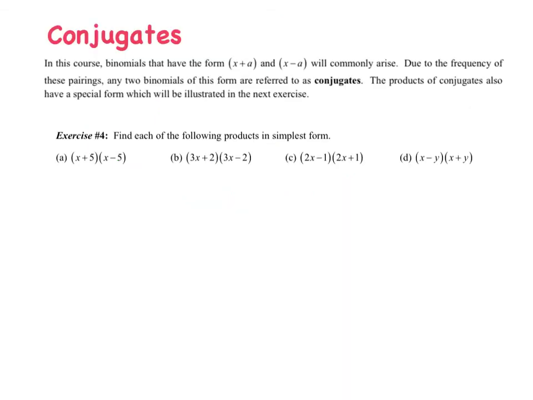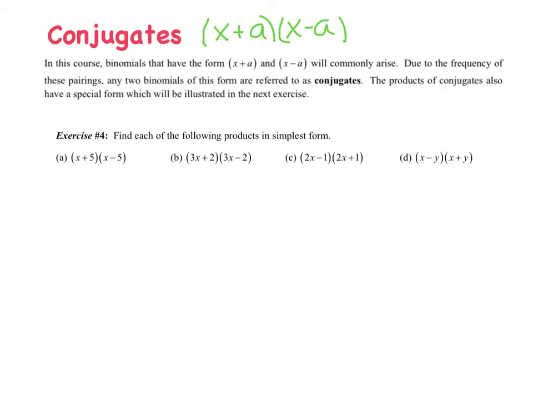Our last big vocab word for the day is conjugates. Now this should be a new term to you most likely. In this course, binomials that have the form x plus a and x minus a will commonly arise. Due to the frequency of these pairings, these two binomials of this form are referred to as conjugates. The product of conjugates also has a special form, which will be illustrated in the next exercise. So notice what a conjugate is. It's x plus a, and then that same x minus a.